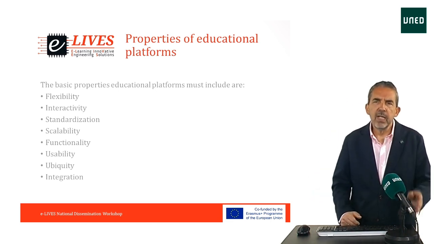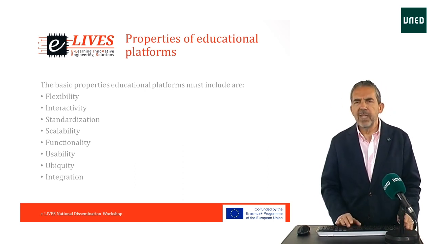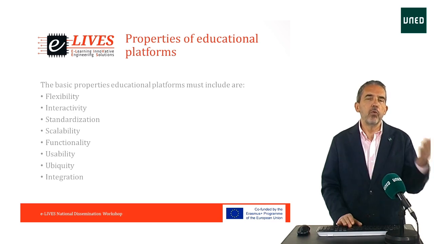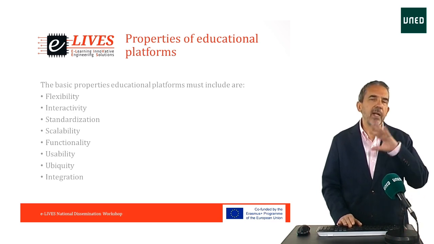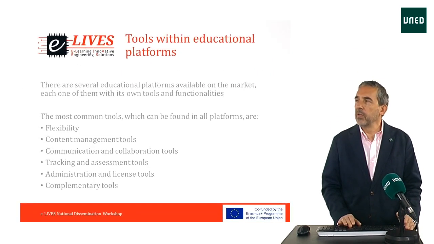But in general, the properties we have to find in a good education platform used to be flexibility, interactivity, standards. You can change things from one platform to another one using some standard methods. Scalable, functionality, usability, ubiquity, and integration. These are the typical main activities and main properties of each one of the education platforms we will talk about.